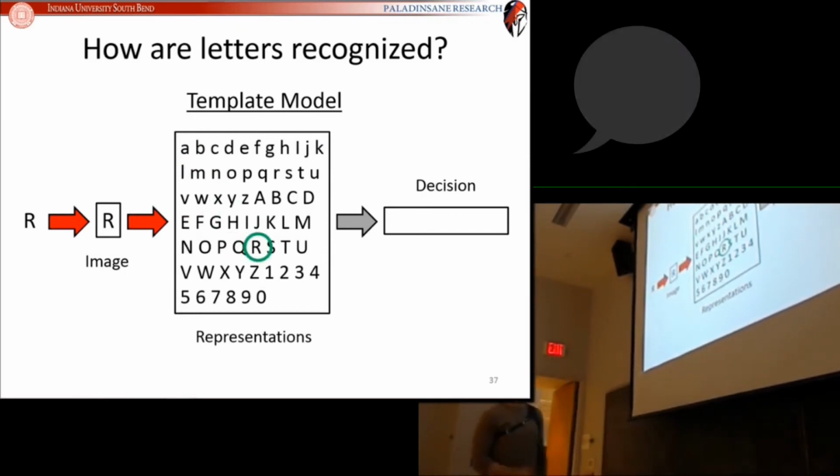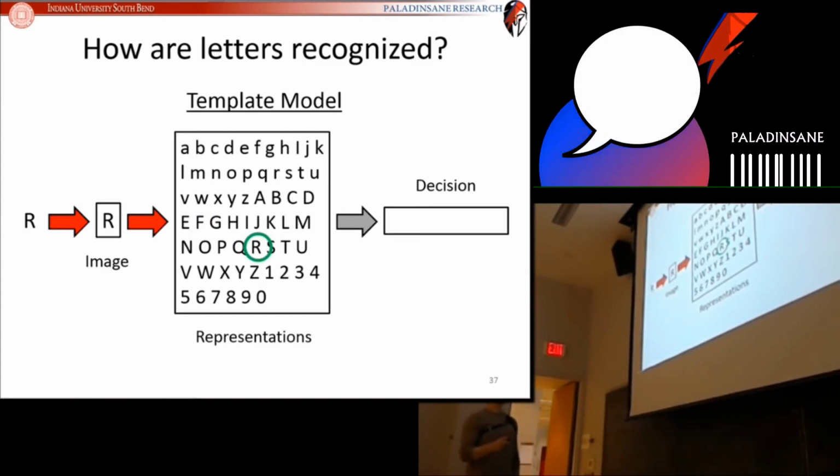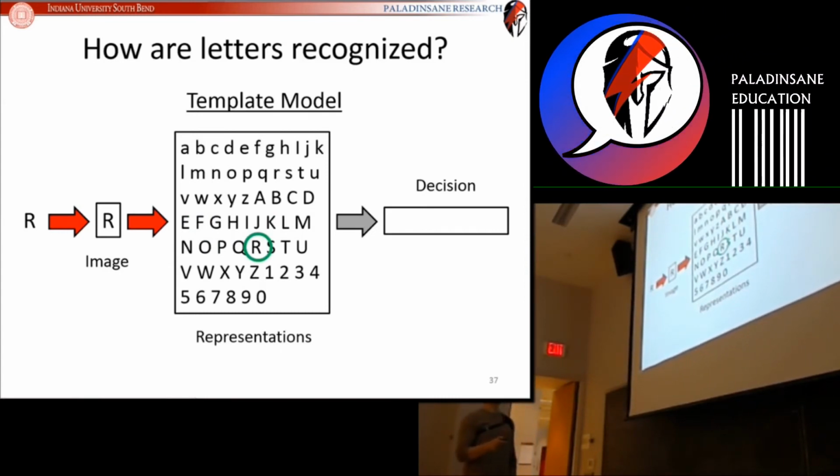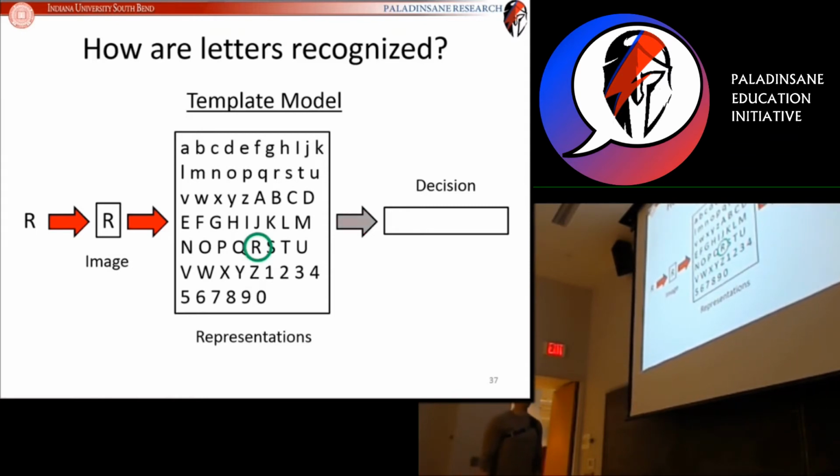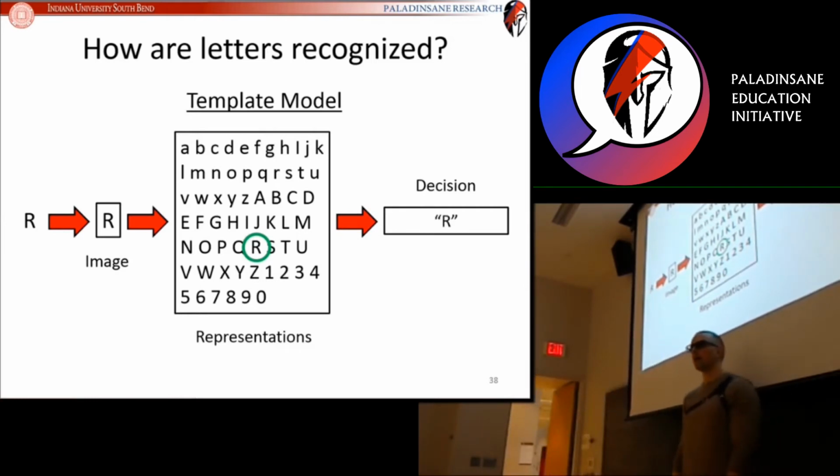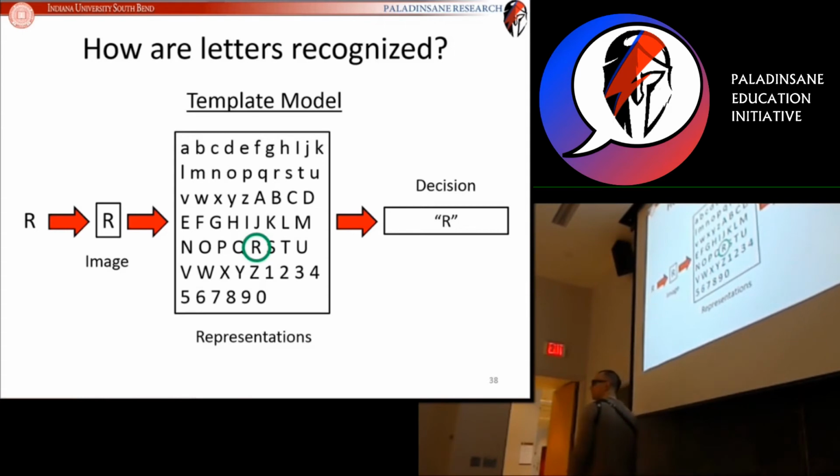So if what's in your image is found in your template, and basically it has to match up exactly, you then make the decision that, yep, I recognize this, and that is what we call R. That is the way that we recognize R's.